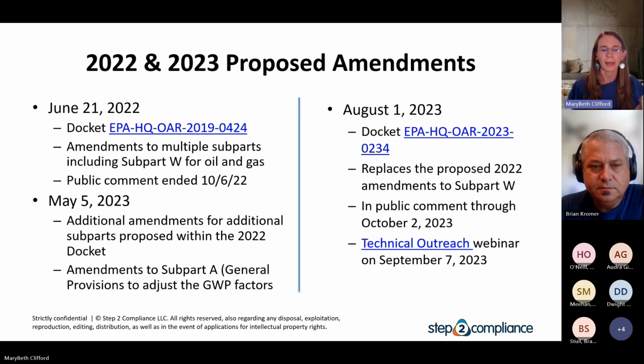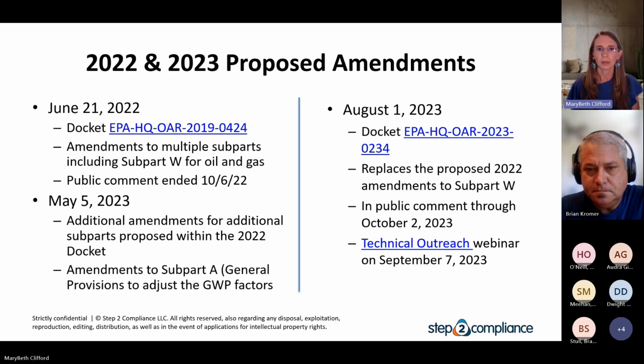And then this last May, they decided within that same docket to propose a few more amendments to the overall greenhouse gas mandatory reporting rule. That's where the amendments to Subpart A, the general provisions, and the decision to adjust the global warming potential factors came in. This set of amendments has still not gone final. So the initial 2022 proposed amendments are still in process. I believe the public comment period based on the May 5th edition just recently closed.